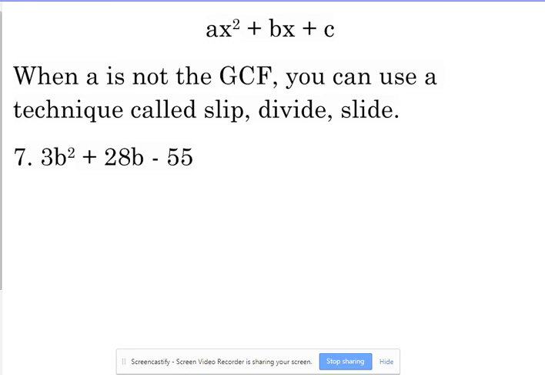Some people like to use the trial and error method. Some people like slip, divide, and slide. I don't care which one you use, just so that you can factor stuff like this. It really doesn't matter to me.